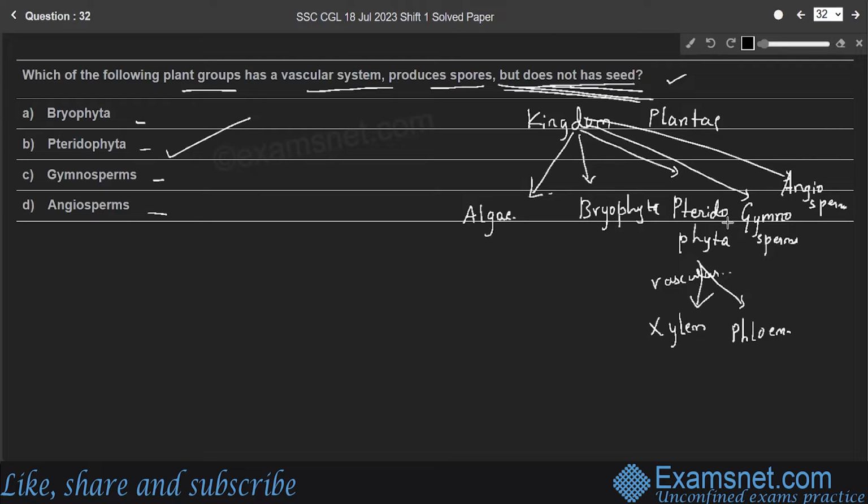So the Pteridophyta group has a vascular system. It has two vascular tissues, xylem and phloem. The zygote forms inside the female gametophyte. The plant has a vascular system and produces spores but does not have a seed. Therefore, option B is the right answer.